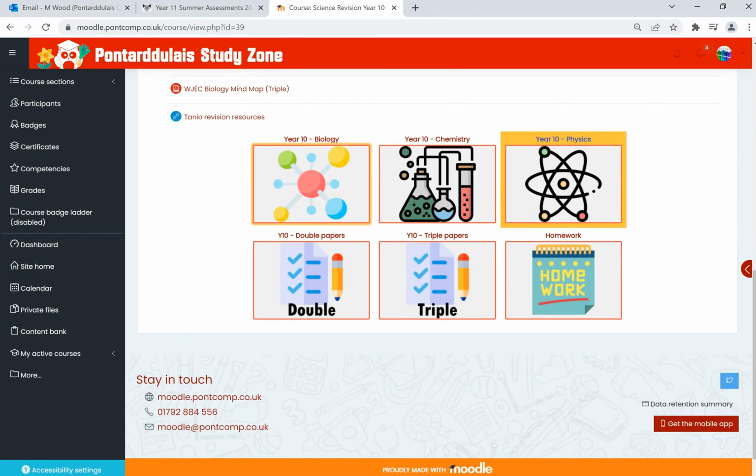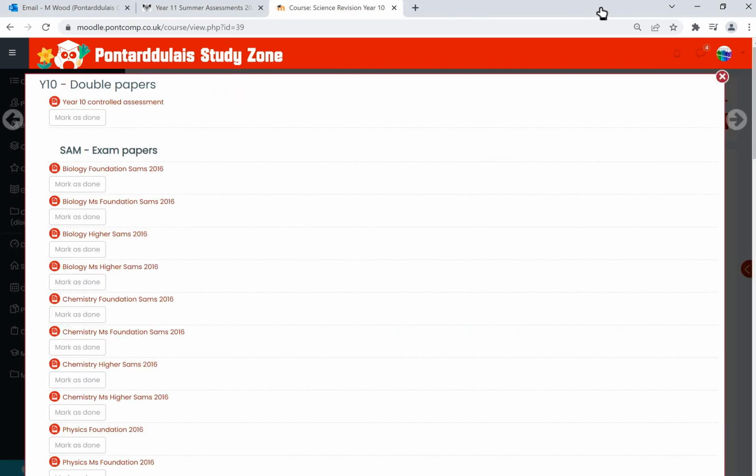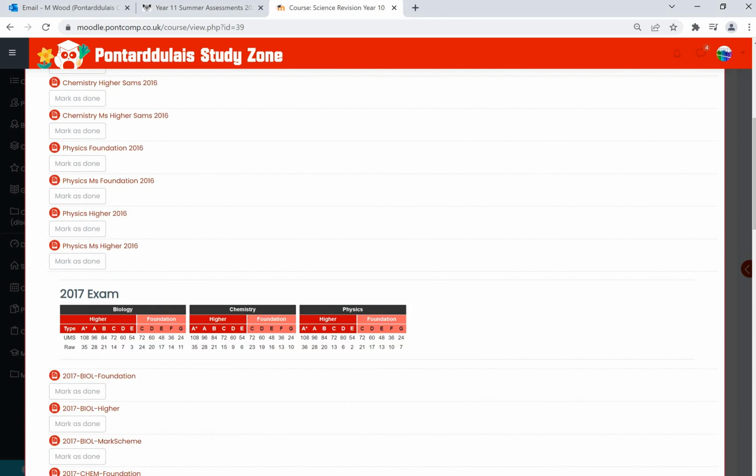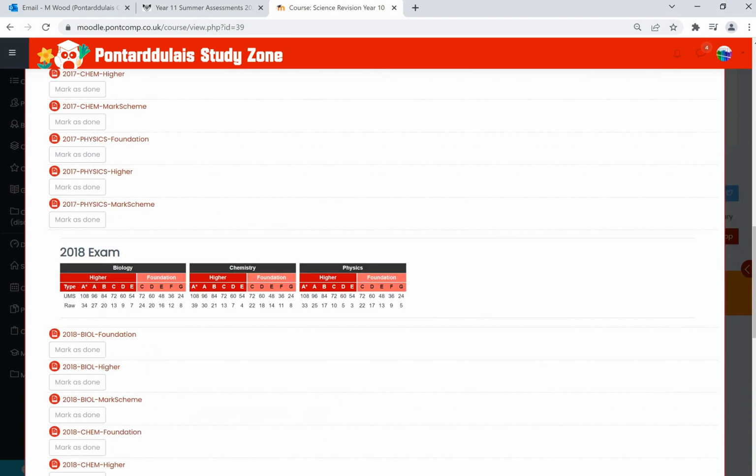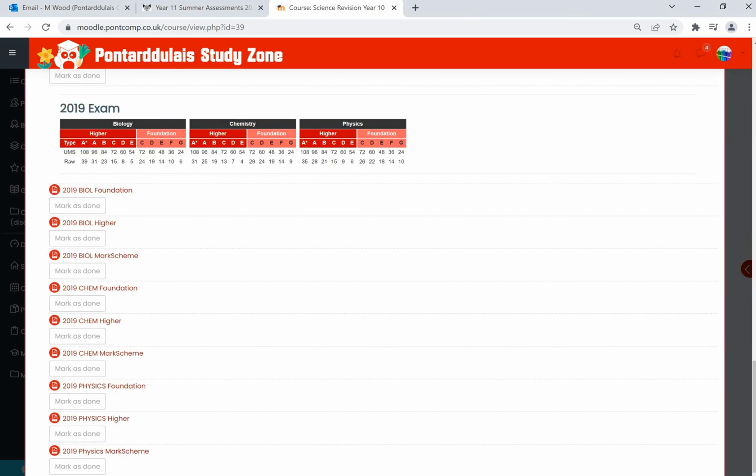Underneath then, we've now got the papers. If I click on Year 10 double papers, you're lucky in Year 10 in that you've got 4 years' worth of papers. You've got what we call the SAMs, which are sample assessment materials. For foundation and for higher, there are the papers and the mark schemes for biology, chemistry and physics that we can see there. We've also got the 2017 exam papers, biology, foundation, higher, mark scheme, the same for chemistry and physics, and 2018 and even going to 2019. Obviously in 2020 there were no examinations.